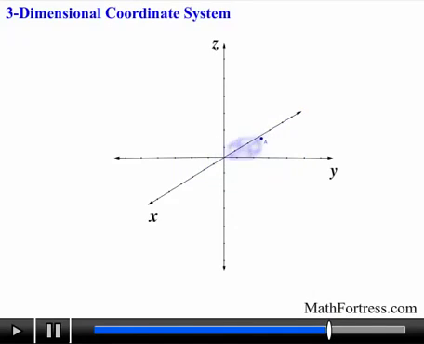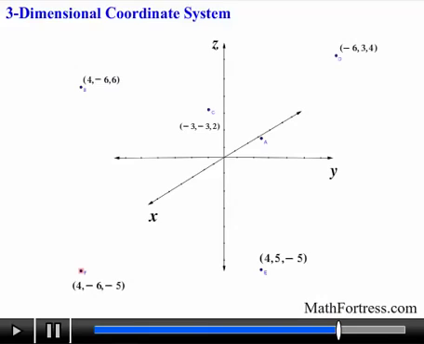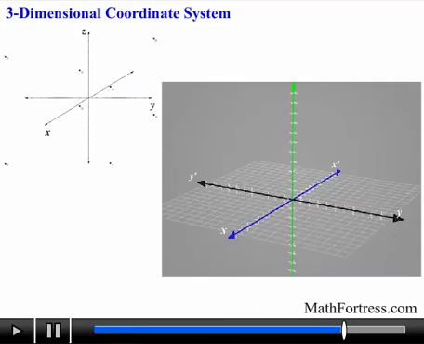In the same way, the following points will be plotted as follows. Point B will be located at 4, -6, and 6. Point C will be located at -3, -3, and 2. Point D will be located at -6, 3, and 4. Point E will be located at 4, 5, and -5. Point F will be located at 4, -6, -5. Point G will be located at -3, -3, -2. And point H will be located at -6, 3, -4. This is how the points will look on a sheet of paper.